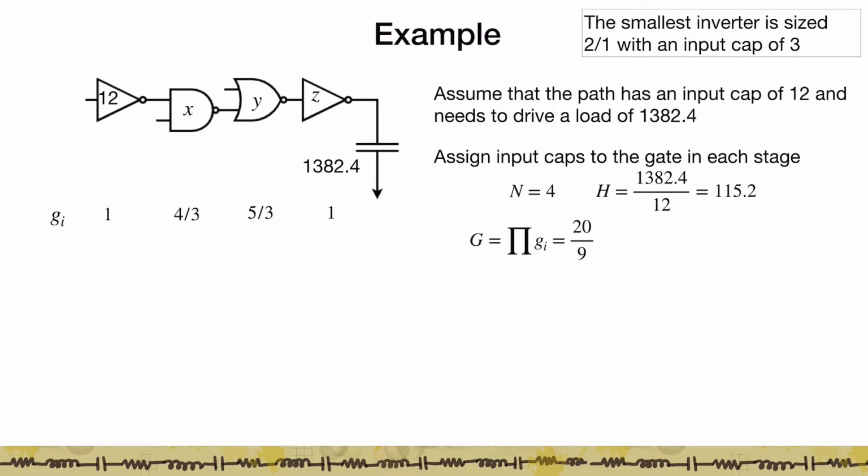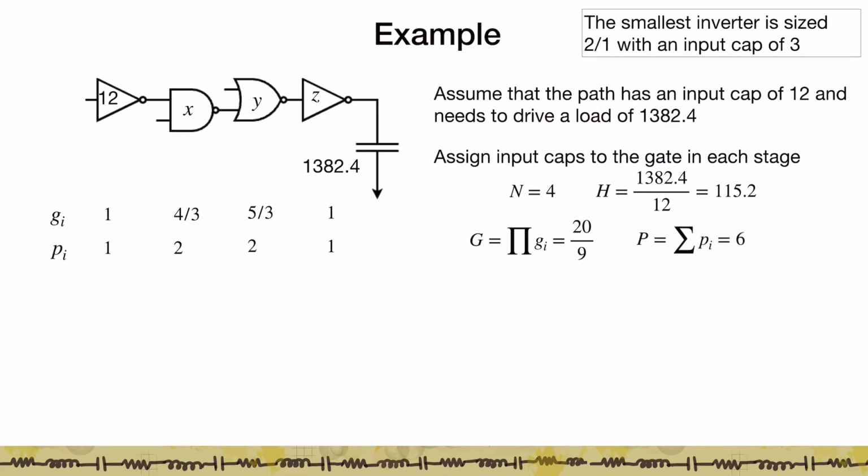Now let's look at the logical efforts and the parasitic delay. So the logical effort for each of these gates stage-wise is given here. The inverters have a logical effort of 1. This is a 2-1 technology, so the NAND is a faster gate and has a logical effort of 4/3, and the NOR has a logical effort of 5/3. So the logical effort of the path, which is given by the product of all these logical efforts, is 20/9.